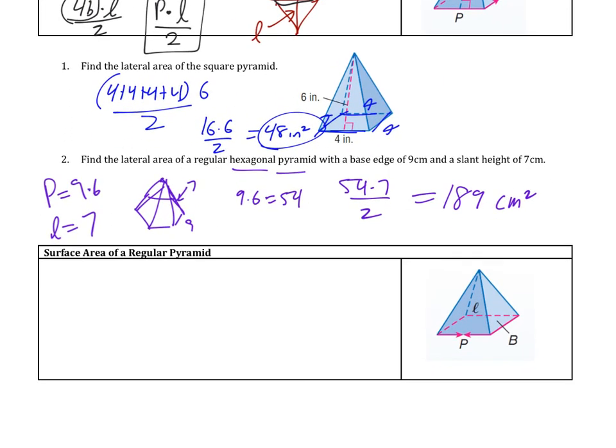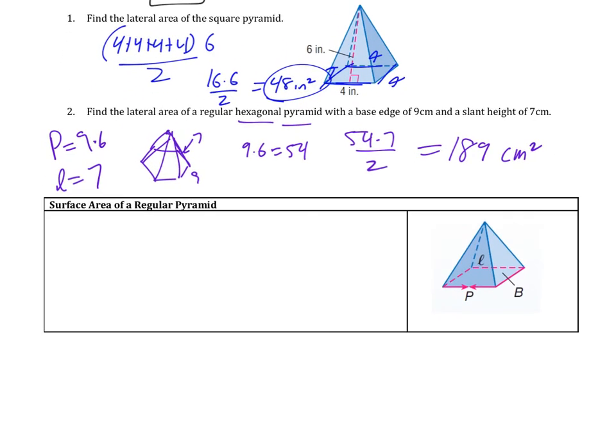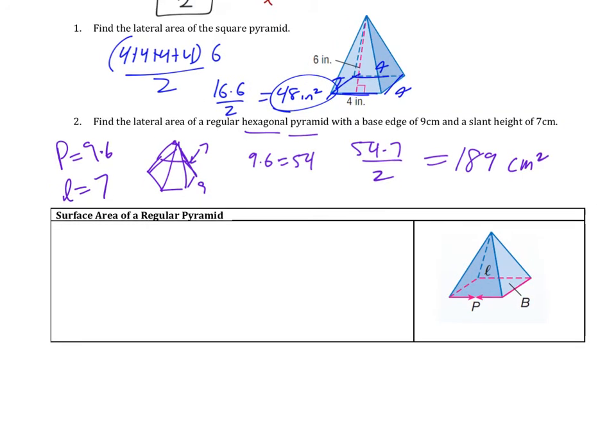So now, how does that change? What do I have to do for a surface area? Remember, surface area is just lateral area plus the area of the base. So now that's exactly what I'm going to do. I'm going to do perimeter of the base times the slant height divided by 2 plus the area of the base. And this is what it would be shorthand, okay?